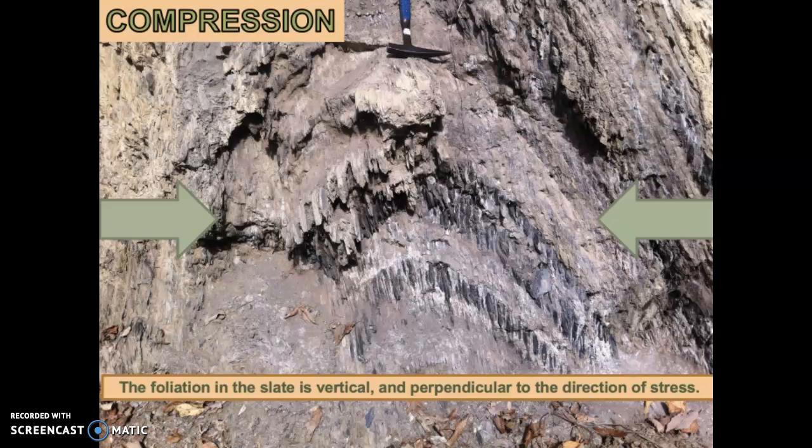Now, the interesting thing about this to me was that the slate, you can see the bedding from the original sedimentary rock has that arch shape in it. But if you look at the layering in the slate, you'll notice on this picture it is vertical. And that layering is our foliation. And one of the rules of foliation is that foliation is perpendicular to the direction of greatest stress. So that was kind of an interesting feature on that.